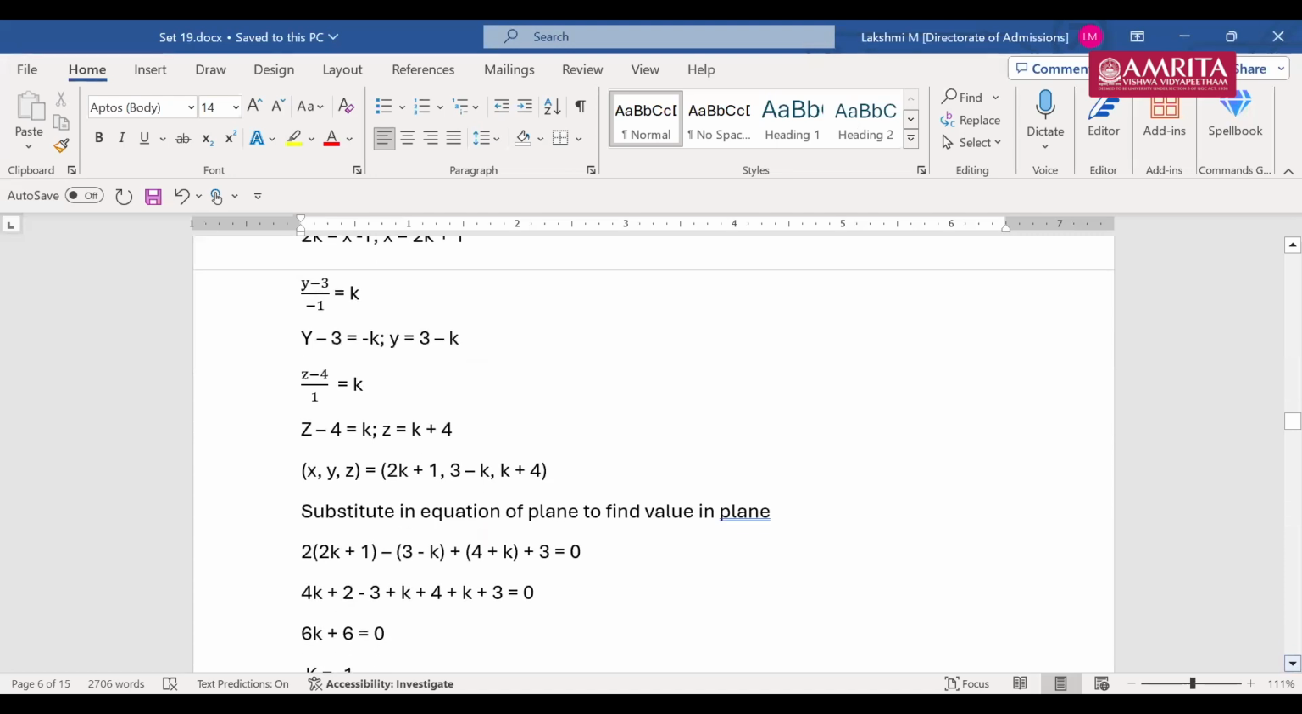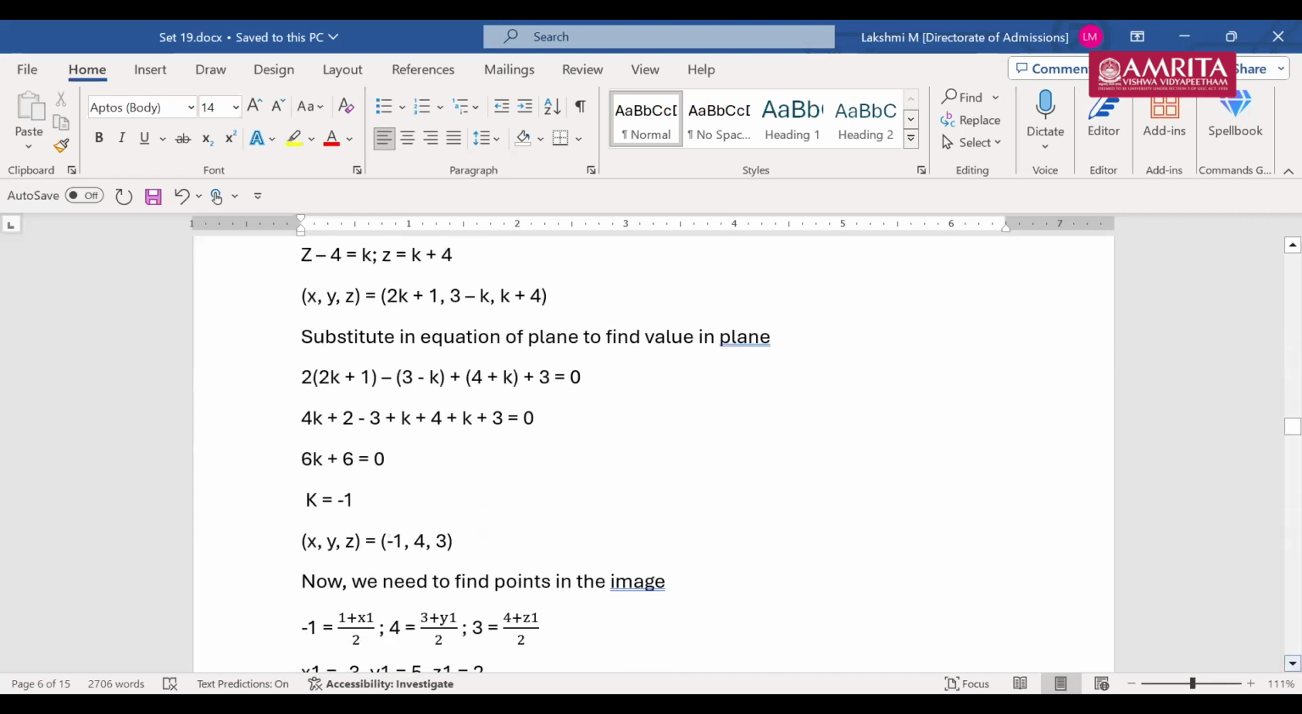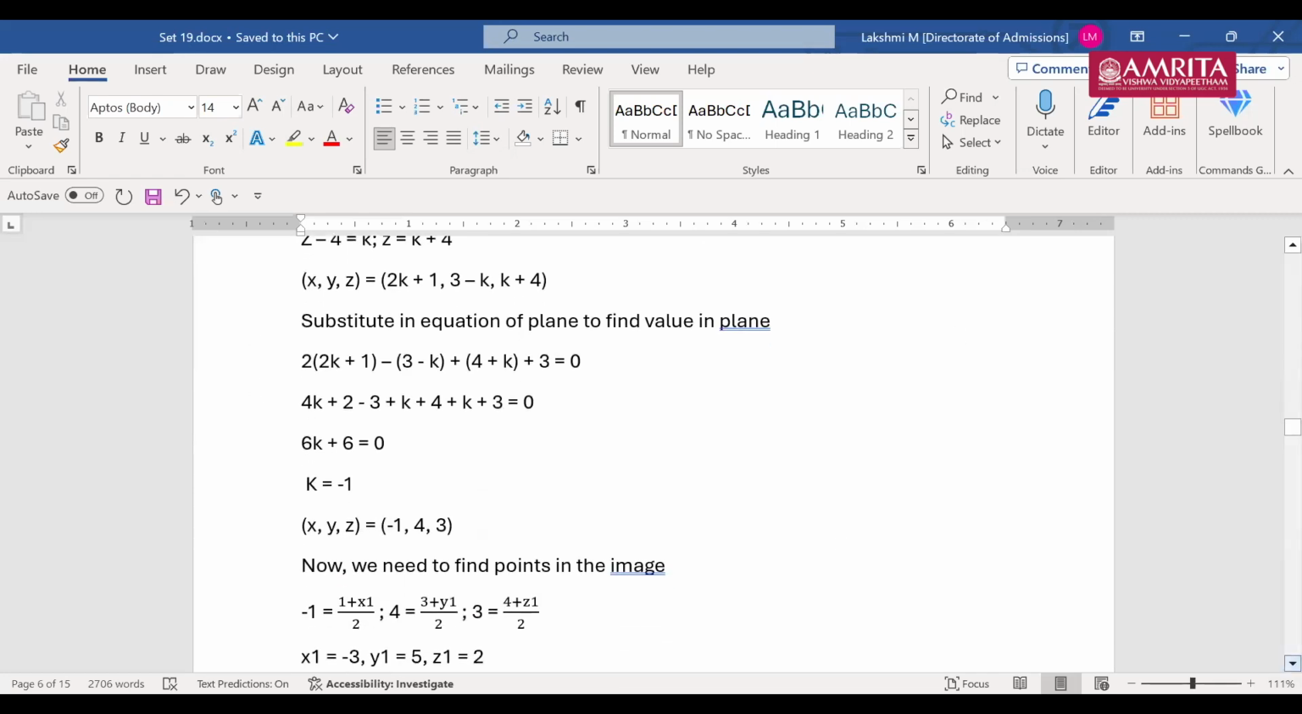The same way we have done in the previous question, I'm just going to find the relation initially. I'm going to substitute it here. I have the value of k. If I have the value of k, I can substitute it back and find the points. So this is 2 minus 2 plus 1, that is minus 1. This is 3 minus minus 1, that is 4. And this is minus 1 plus 4, that is 3. So I got the point as minus 1, 4, 3.